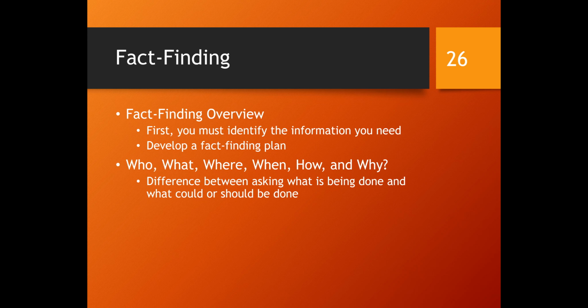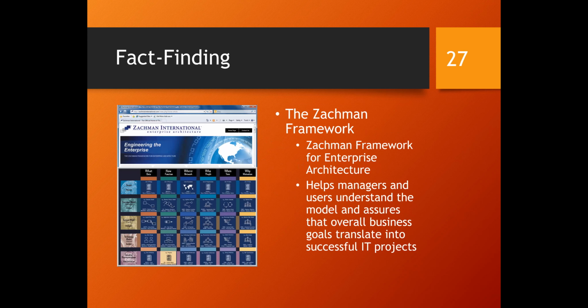For fact finding, we may use the Zachman framework to show the way that world-leading companies locate the facts. The framework here is for enterprise architecture. This kind of framework helps managers and users to understand, model, and assure that overall business goals can be translated into a successful IT project. This is just introducing the framework for you, so you can go and have a look at how the framework has been delivered.